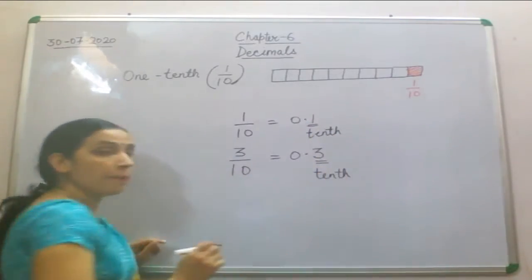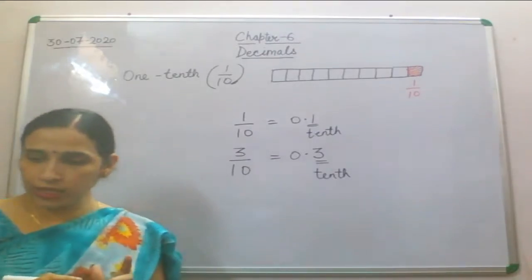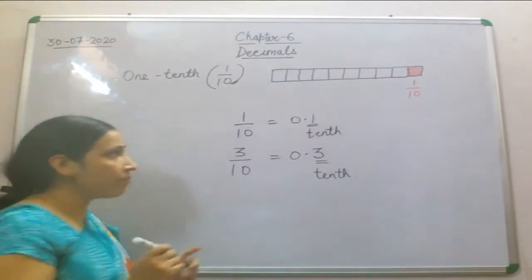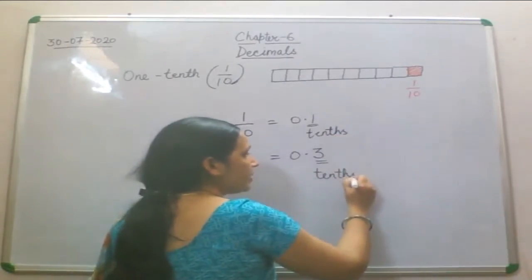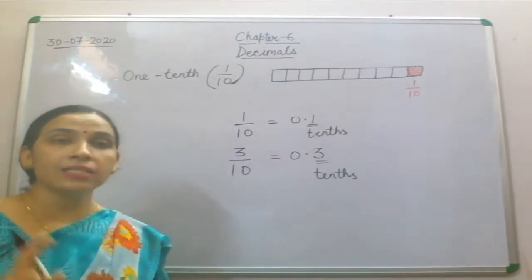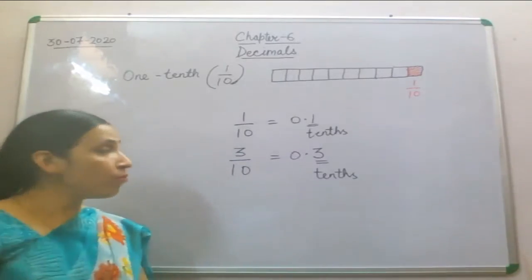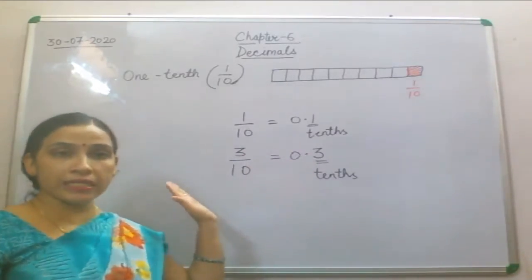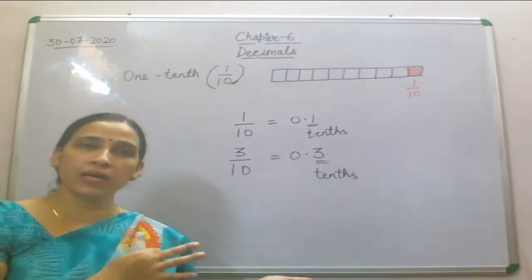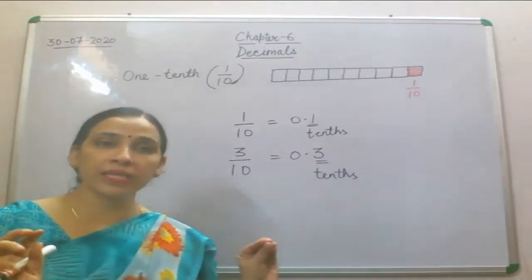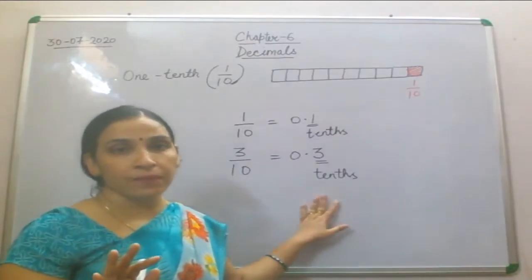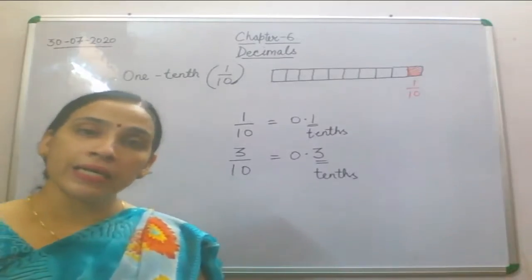Tenth place. So this is your tenths place. Remember this place. 1/10, 3/10. This place will be just after the decimal. Before the decimal, you have all those places only, ones, tens, hundreds, as we have in a number system. Those places will be the same, but after the decimal you will start with tenths place.